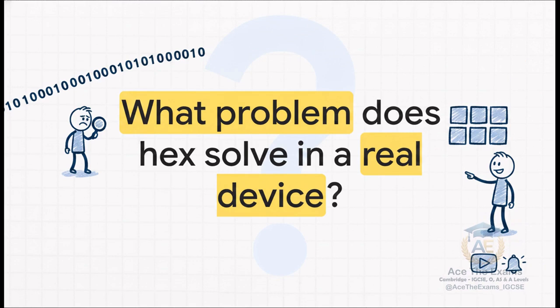If a network technician has to type out a 48-bit MAC address in pure binary, the chances of them making a transcription error are astronomically high. Hexadecimal solves a human-computer interaction problem. That's the secret. It condenses long binary strings into shorter, more manageable chunks, making it so much easier for humans to read, write, and debug without making those catastrophic mistakes.